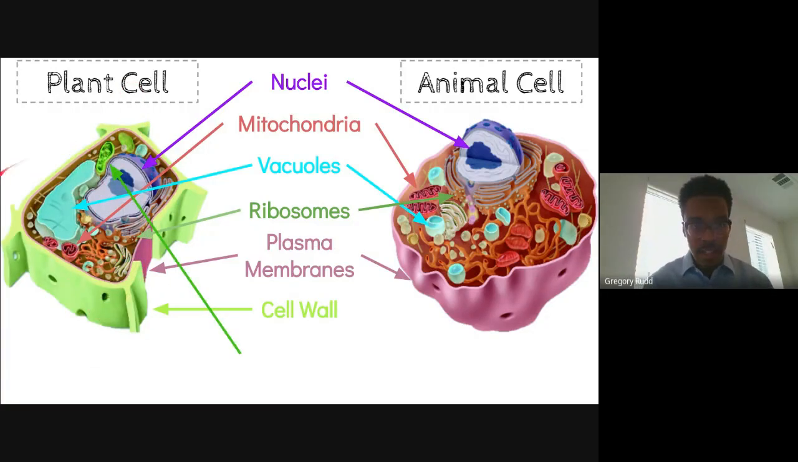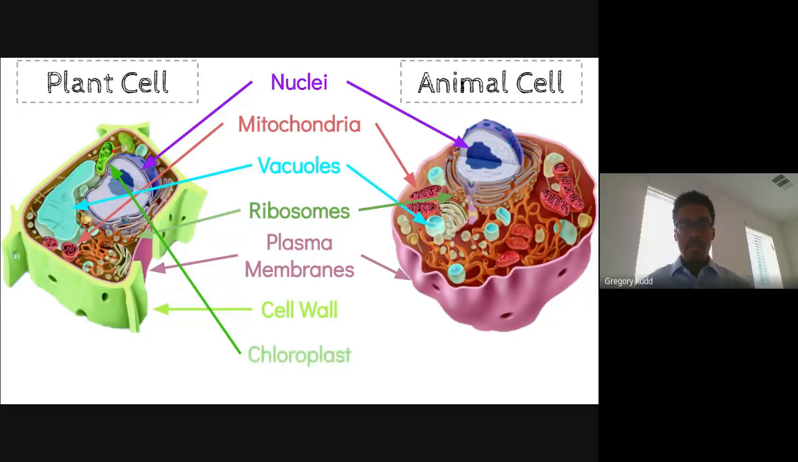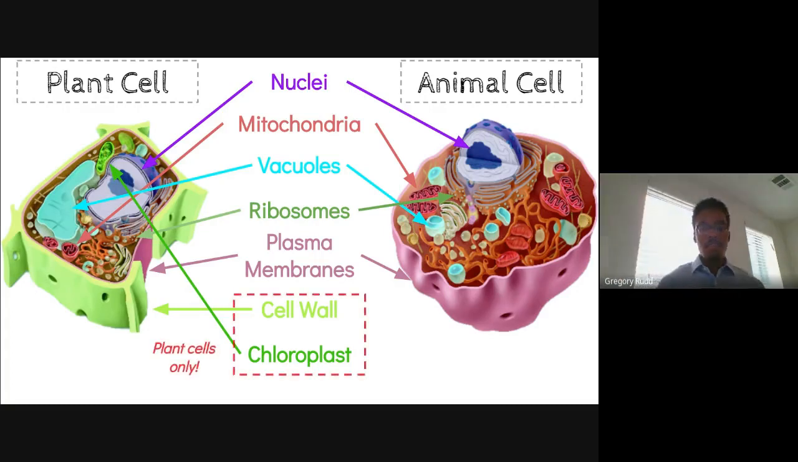And then what's this last green thing all the way up here? Chloroplast? Yeah, that is a chloroplast. Good. And these last two organelles appear only in plant cells. Only plant cells have the cell wall and the chloroplast.